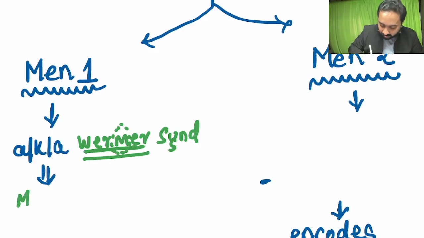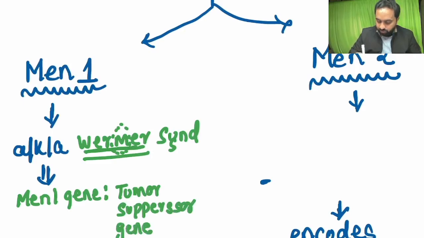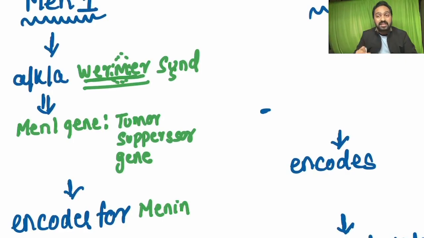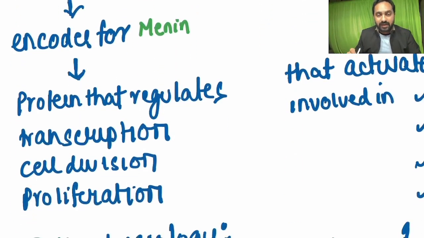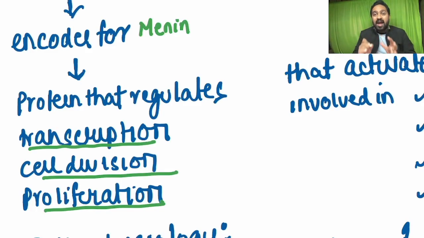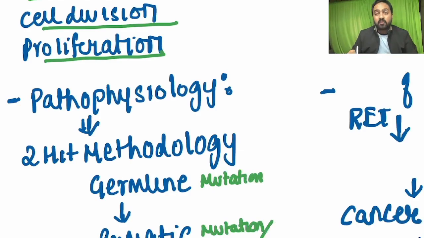Over here, the gene involved is the MEN 1 gene. This MEN 1 gene is a tumor suppressor gene, which encodes for menin. This menin protein is in turn responsible for regulating transcription, cell division, and proliferation. So, what happens is that there is a two-hit methodology which causes first a germline mutation followed by a somatic mutation which is responsible for MEN type 1 syndrome.